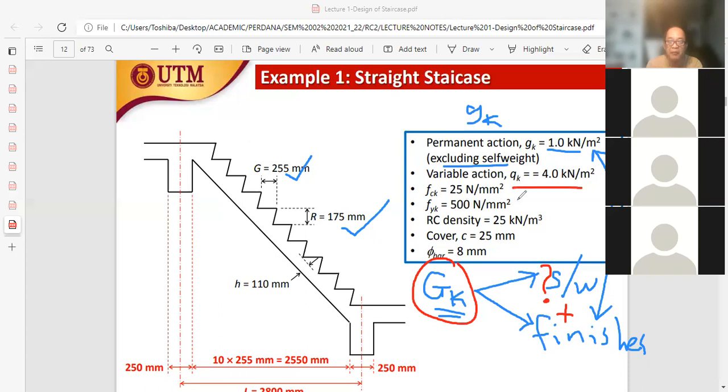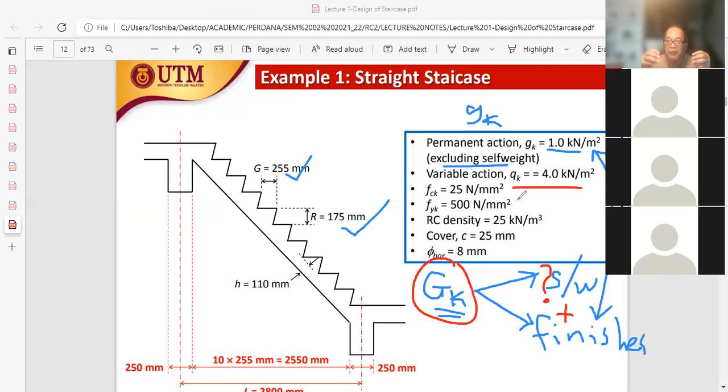We have QK for retail, shopping, and so on. Different QKs for different conditions of the building. If the building is a school building, the QK would normally be around 3.0 kilonewton per square meter. Okay, kilonewton per square meter, QK.